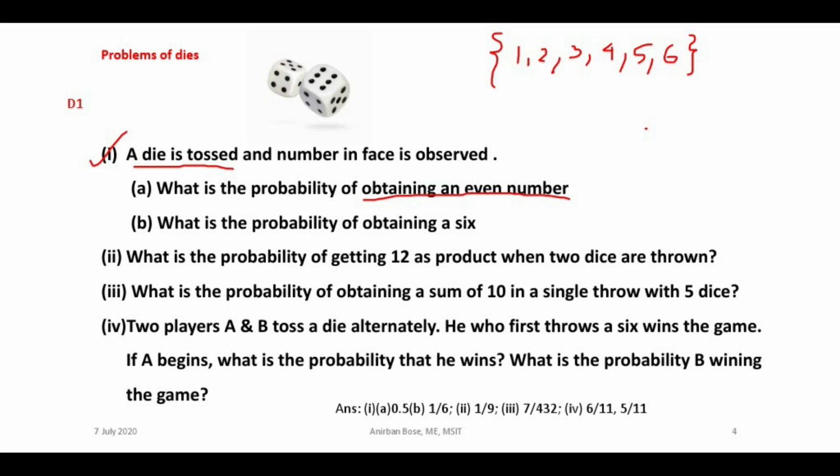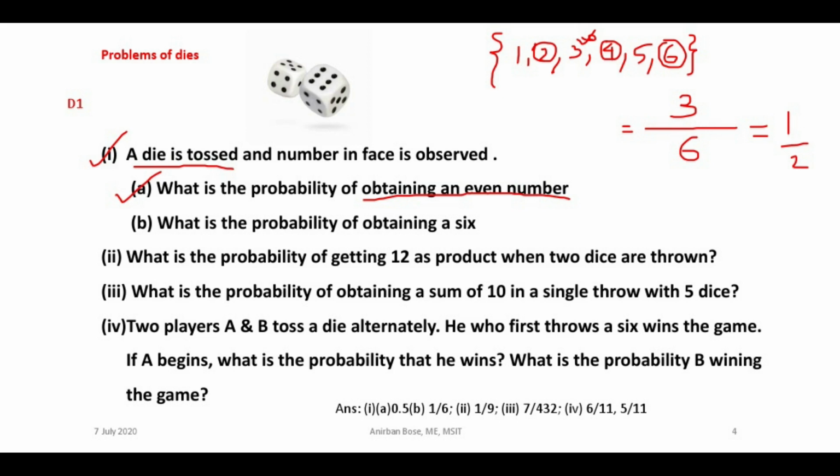We have to find the probability of this event. So the total number of outcomes is what? Here the total number of elements is 6. How many even numbers are there? 1, 2, 3. So 3 is the number of favorable cases corresponding to this event. So the probability is 1 by 2. So this is the answer of the first one.